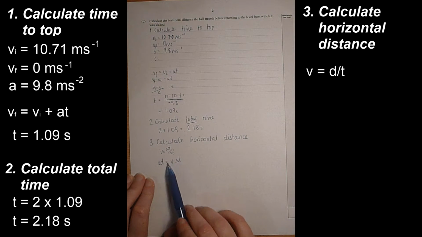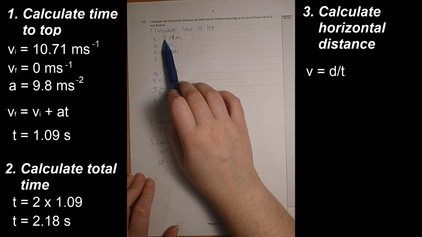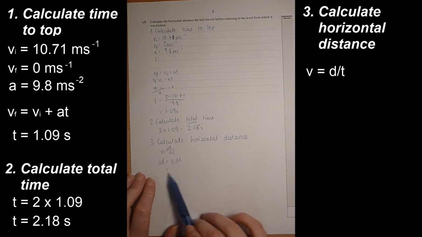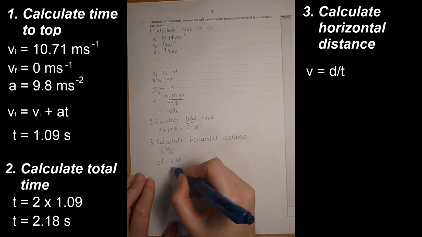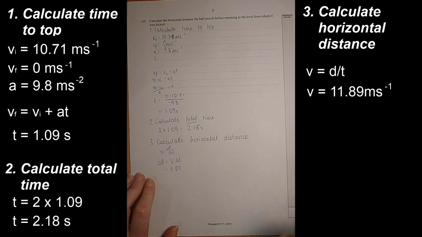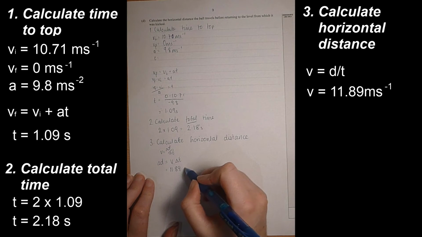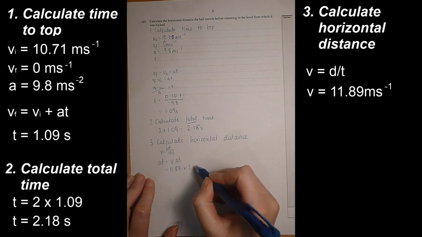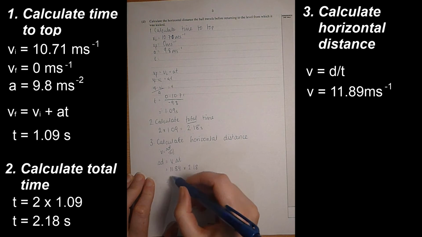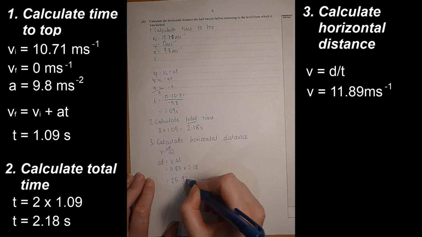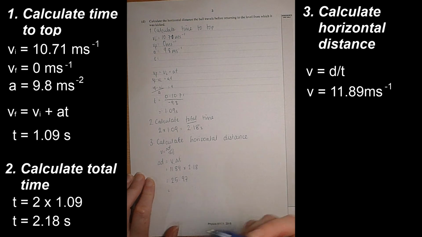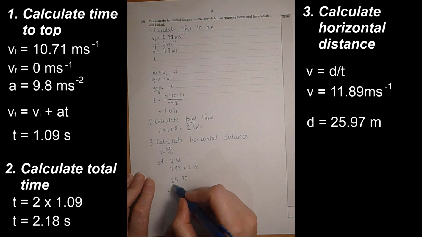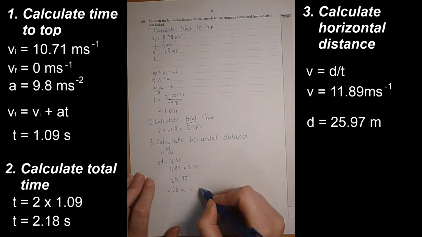Now this velocity is not going to be the 10.71, because that 10.71 is the vertical component. We now need the horizontal component. So that's going to be 11.89 from the previous question. Then we just need to times it by our total flight time, 2.18, and we should get a total distance of 25.97 meters, or when we round to two significant figures, we're going to get 26 meters.